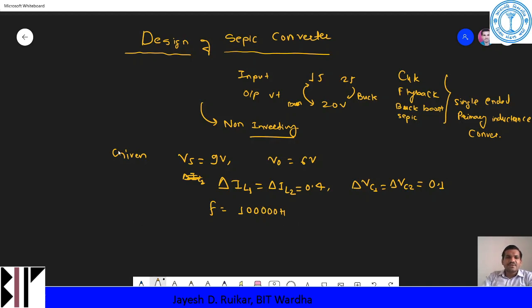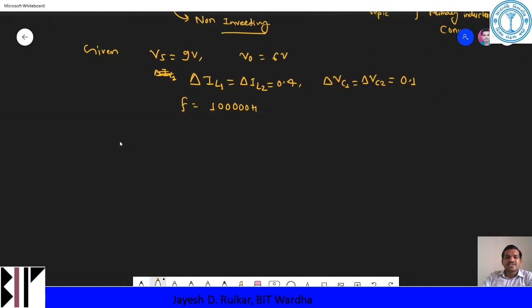Now we need to design a Sepic converter, so I will draw the diagram first. We have the first inductor, and the supply voltage is there. The inductor is connected to the switch. If we use a MOSFET, the drain will be connected to this portion. So this is my switch.